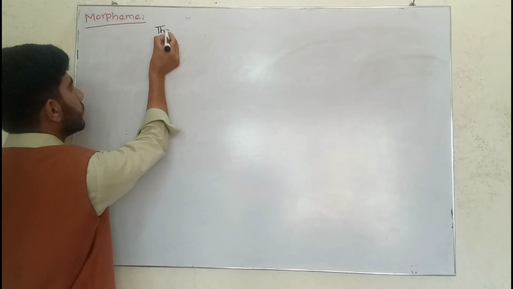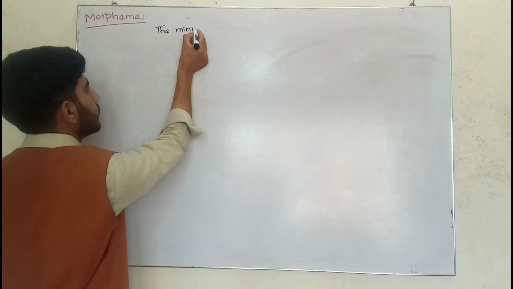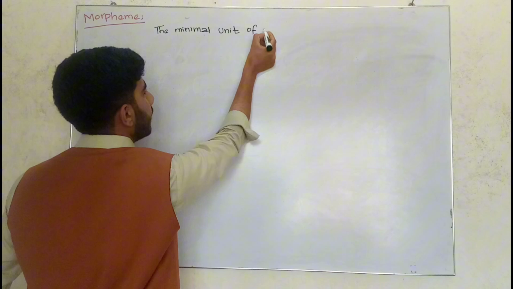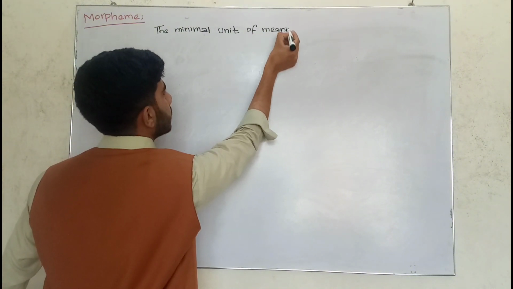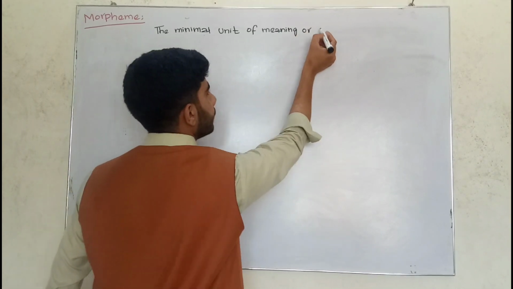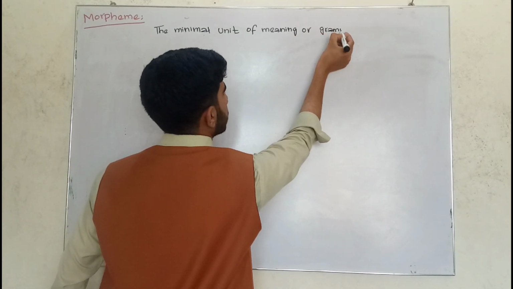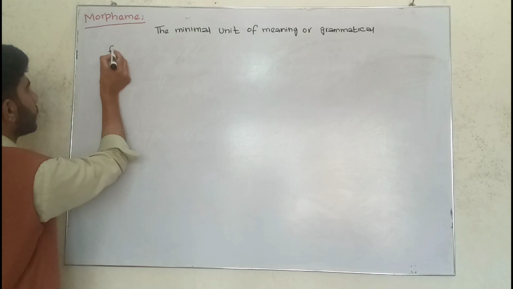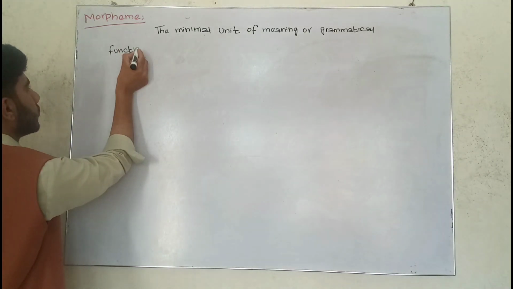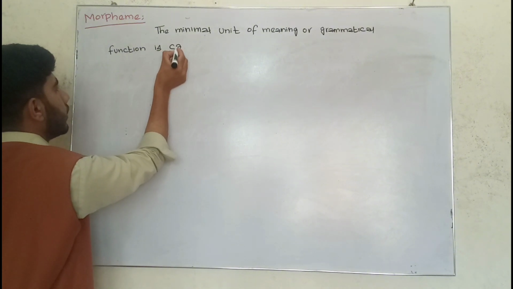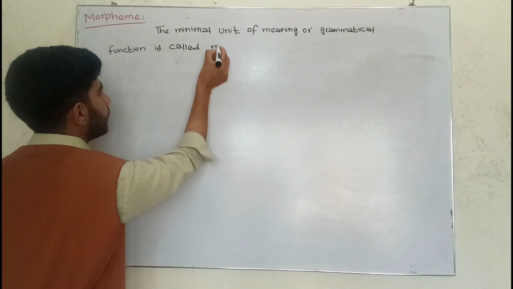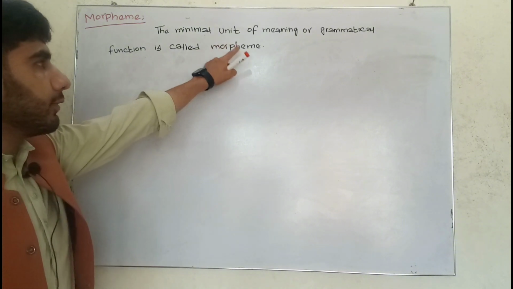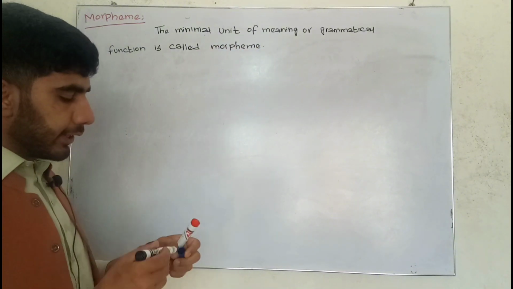Definition. The minimal unit of meaning or grammatical function is called a morpheme. This is the definition of morpheme.